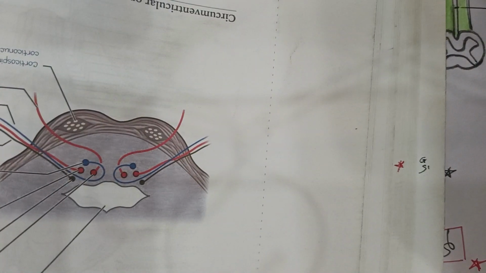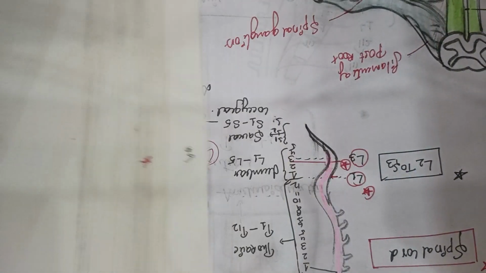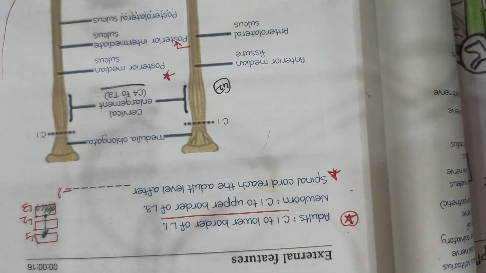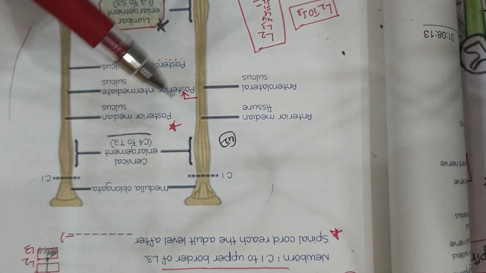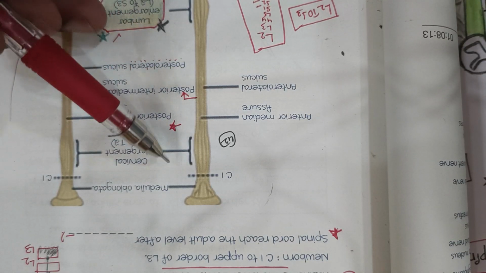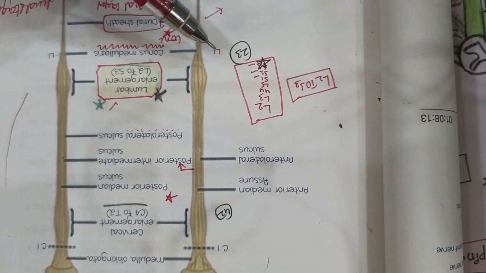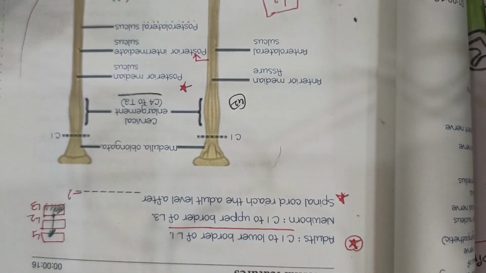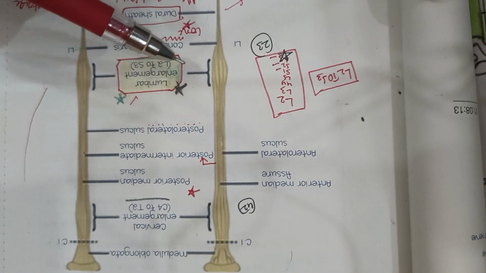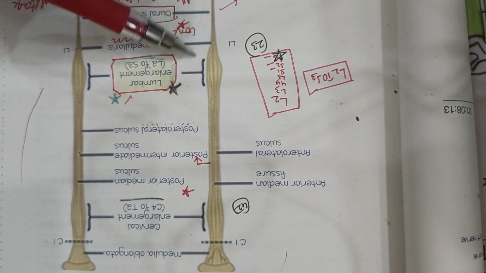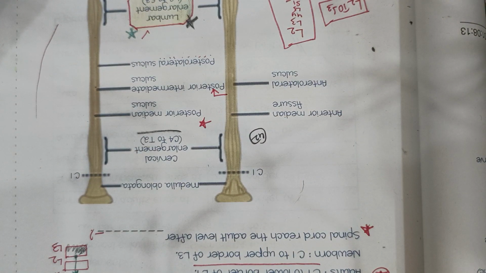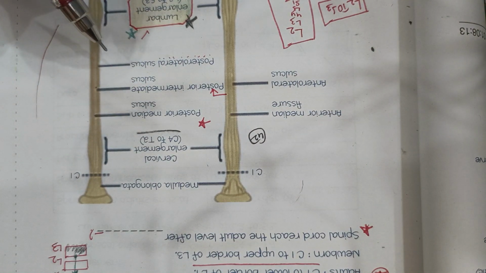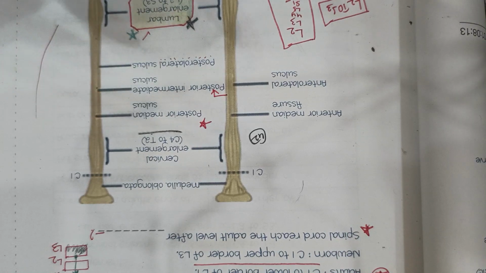So what is it trying to tell us? If you observe this diagram carefully, this is the total spinal cord, and this is an enlargement which is seen. The enlargement present at the cervical point is the cervical enlargement. The enlargement present at the lumbar point is the lumbar enlargement. At what level do you have the cervical enlargement? The level is seen at C4 to T2.